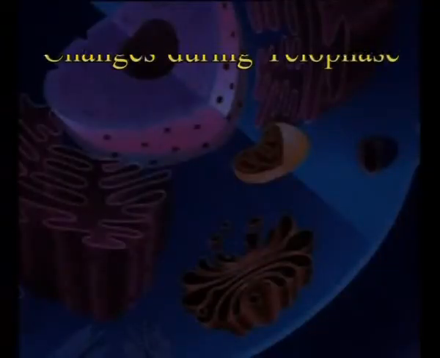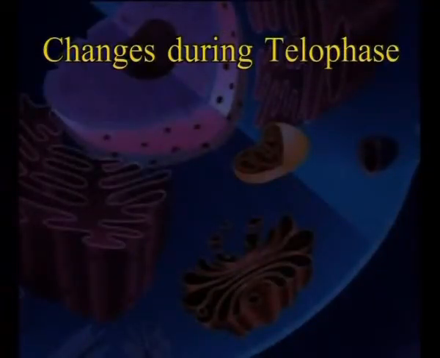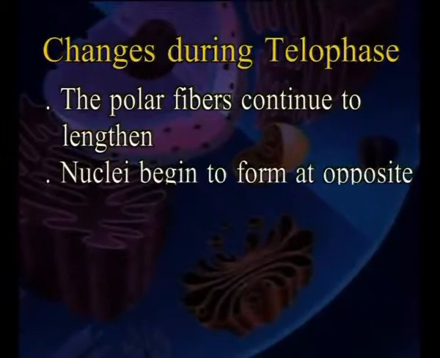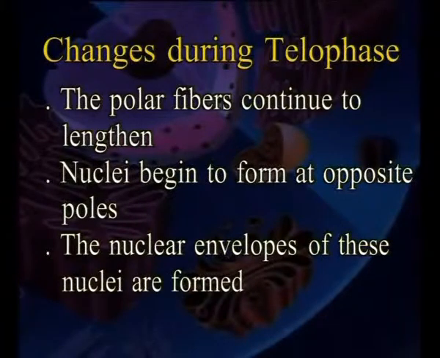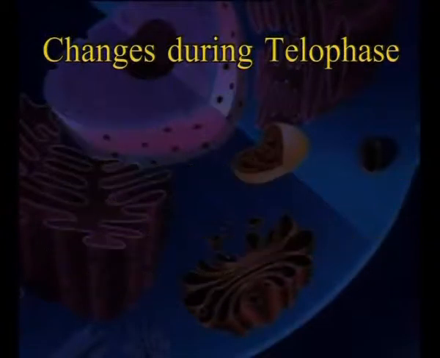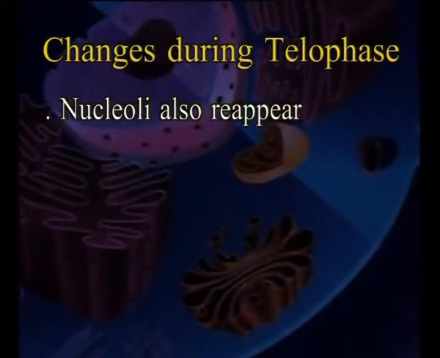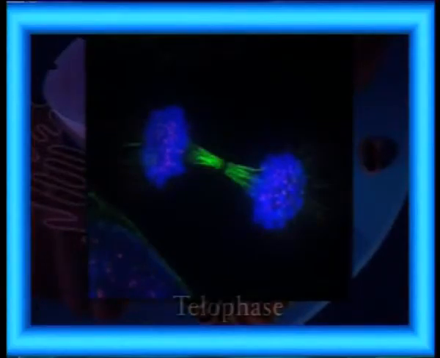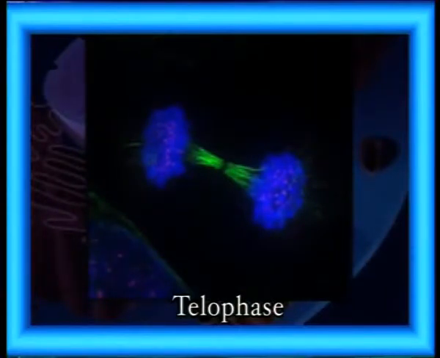Some changes that occur in a cell during telophase are: number first, the polar fibers continue to lengthen. Number second, nuclei begin to form at opposite poles. Number next, the nuclear envelopes of these nuclei are formed from remnant pieces of the parent cell's nuclear envelope and from pieces of the endomembrane system. Number next, nucleoli also reappear. Chromatin fibers of chromosomes uncoil. After these changes, telophase is largely completed and the genetic contents of the cell have been divided equally into two.